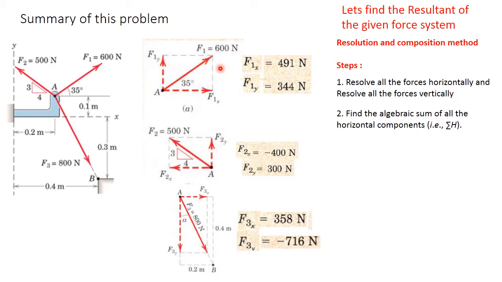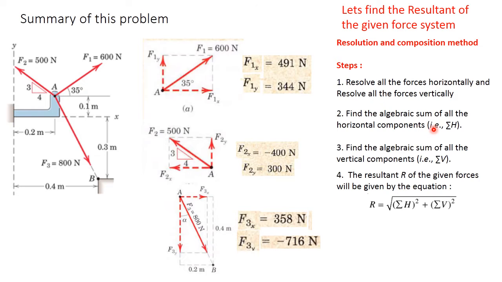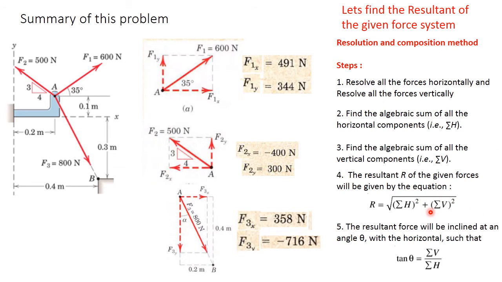After that, we take the algebraic sum of all the horizontal components and the algebraic sum of all the vertical components. After getting these sums, the resultant is equal to the square root of the total horizontal force squared plus the total vertical force squared, and the angle is given by tan theta equals vertical by horizontal. In the next slide, with the example, it will be clarified more.